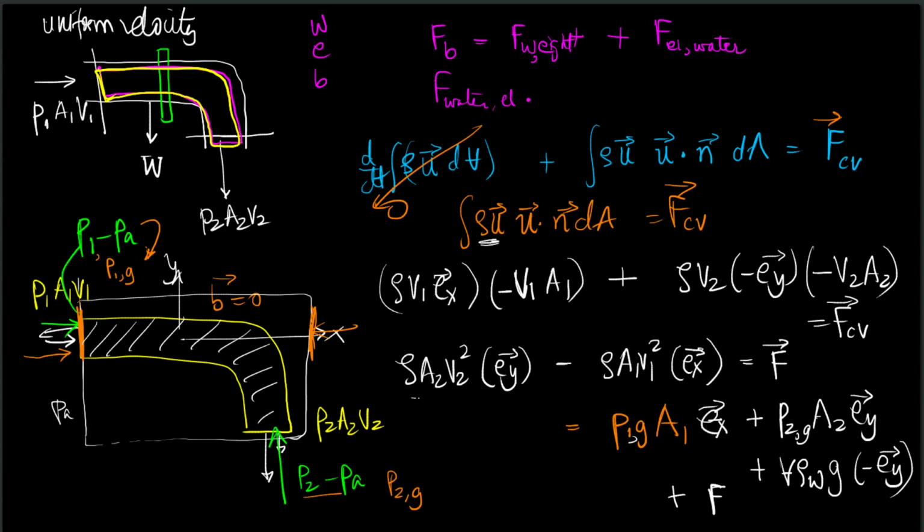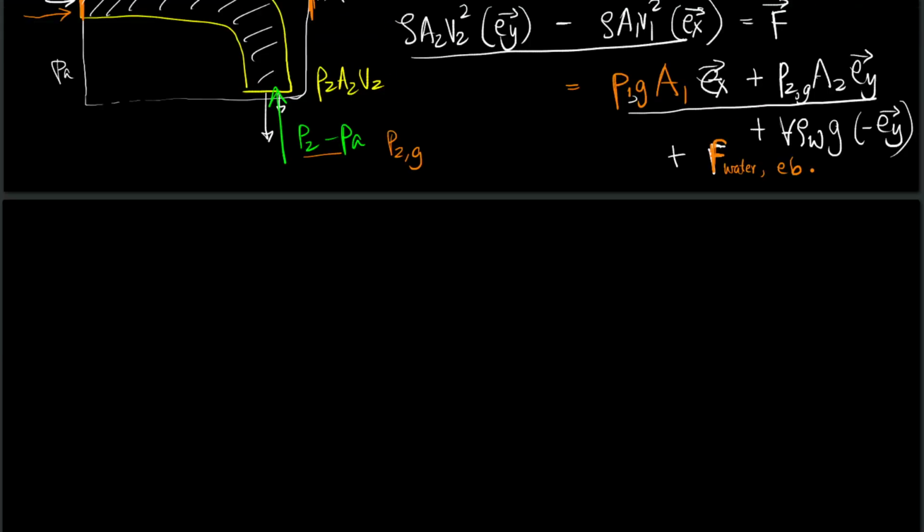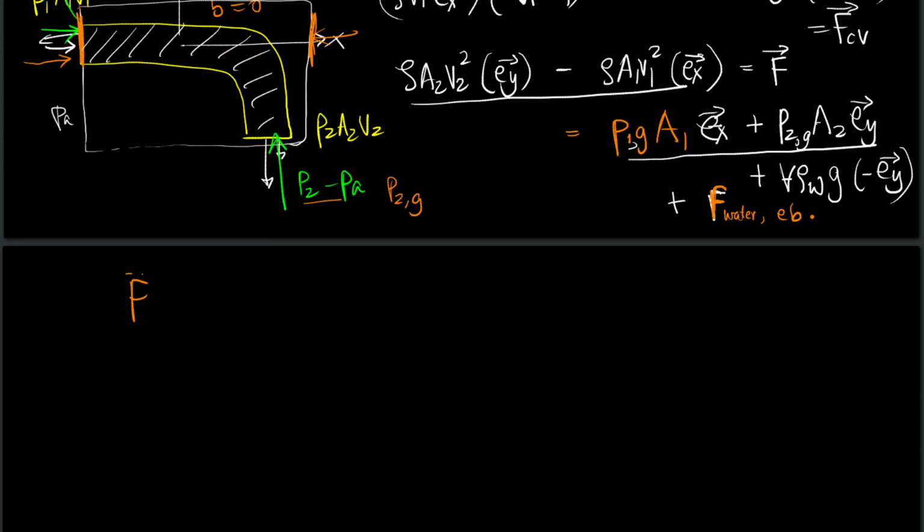So these are the fluxes. These are the forces due to pressure. This is the force due to the weight of the water, and there will be an additional force acting on the water because of the elbow. So then, with the help of this, we can write the force on the water because of the elbow, not on the elbow.